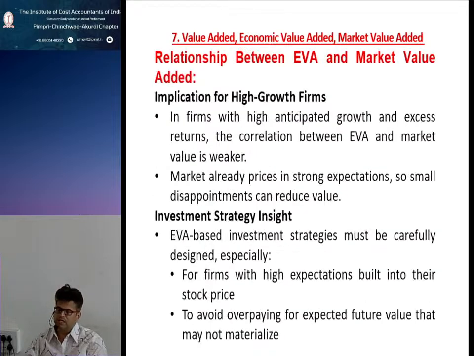Then, continuing with the relationship between EVA and MVA, we saw the implications for high-growth firms. In firms with high anticipated growth and excess returns, the correlation between EVA and market value is weak, and the market already prices in strong expectations, so small disappointments can reduce value. The investment strategy insight is that EVA-based investment strategies must be carefully designed, especially for firms with high expectations built into their stock price, to avoid overpaying for expected future value that may not materialize.